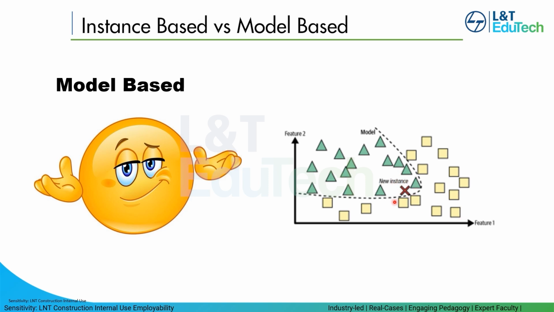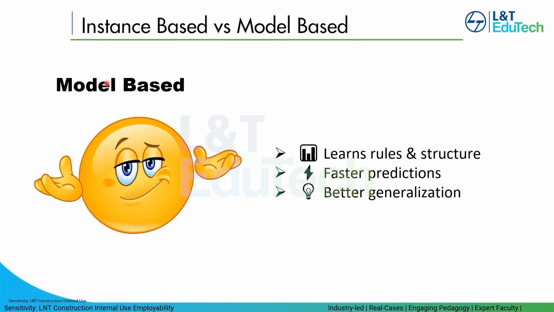This is how algorithms like linear regression, logistic regression and random forest work. They focus on finding the underlying structure in the classes. To keep it short, it learns rules and structure from the data. It gives faster predictions once it is trained, and it generalizes much better to predict unseen data.